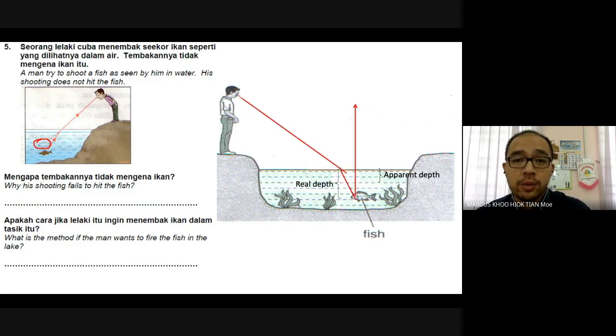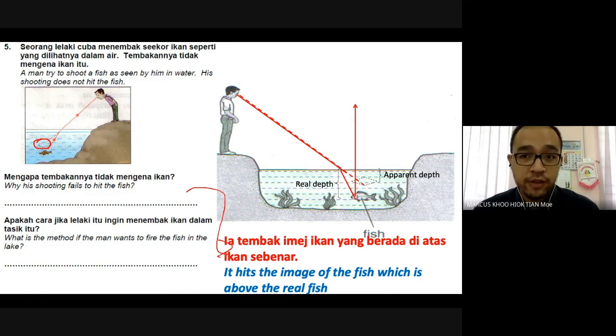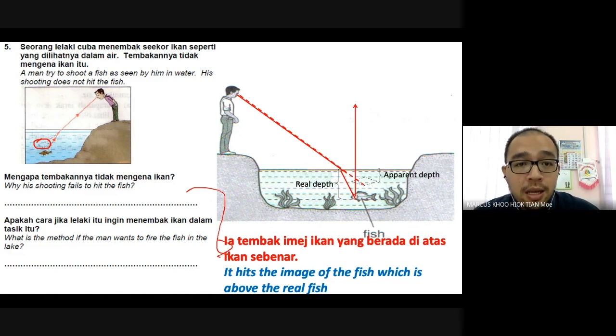Okay, so when we look at this explanation, we know why. Because it hits the image of the fish, which is above the real fish. Okay, this is why. He fails to hit the actual fish because he's actually shooting at the image of the fish, which he sees because of the apparent depth. Okay, which he sees because of the refraction of ray.